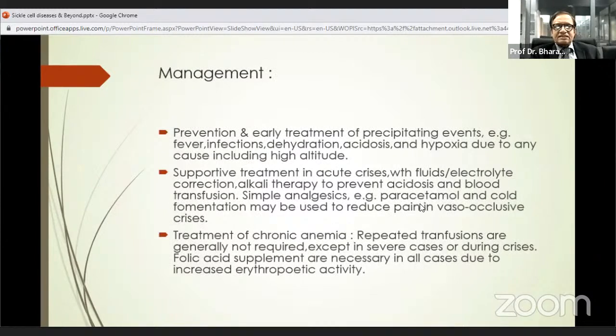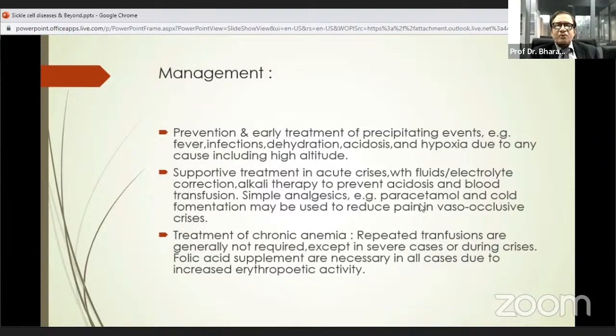Management of sickle cell disease. So, prevention and early treatment of precipitating events, that is infection, fever, dehydration, acidosis, and hypoxia. Also high altitude can cause this crisis. And supportive treatment in acute crisis includes fluid and electrolyte correction, alkali therapy to prevent acidosis, blood transfusion, and simple analgesics such as paracetamol, and cold fomentation may be used to reduce pain in a vaso-occlusive crisis.